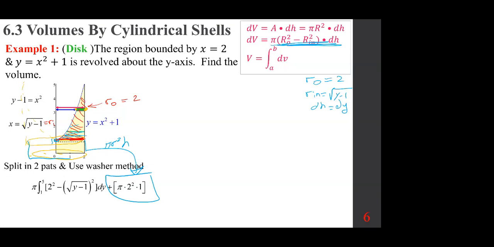So take a look. Here's the outer radius, here's the inner radius, and here's the thickness of the slice. Here's the cylinder as it was mentioned. If we simplify this one, class, we get 4 minus (y minus 1), which becomes 5 minus y.